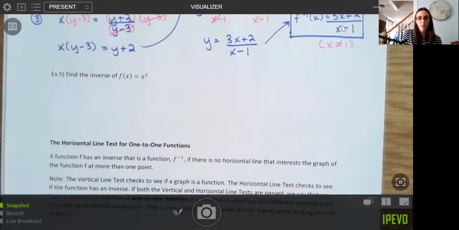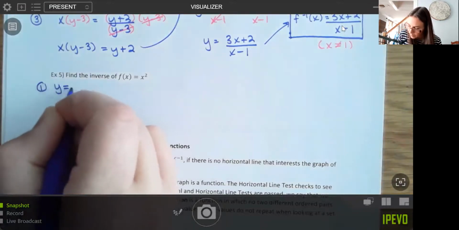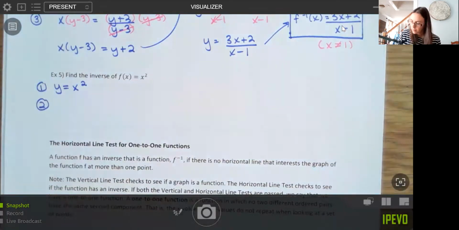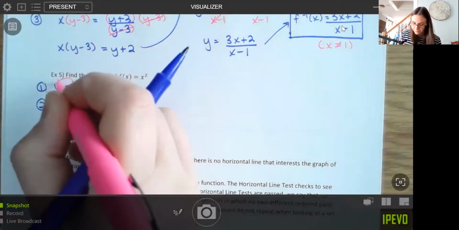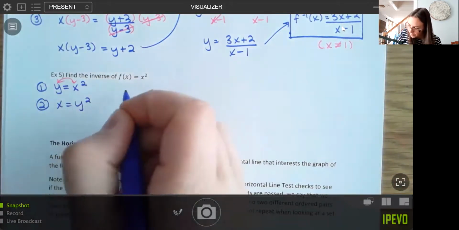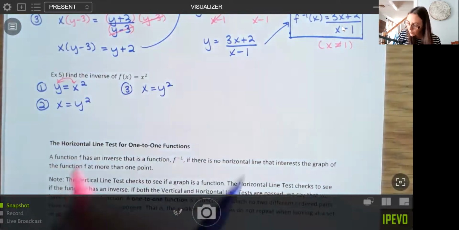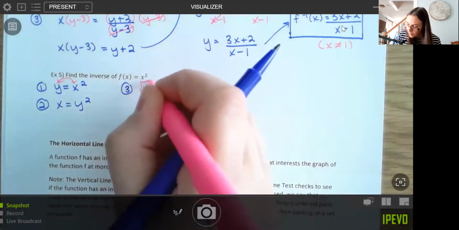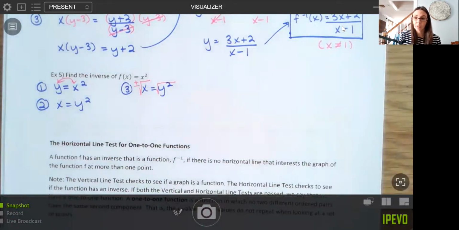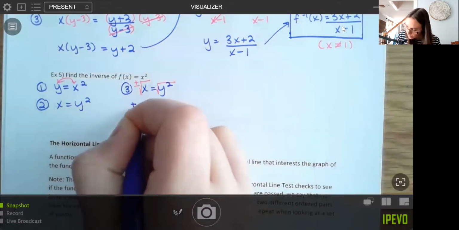All right, and we'll do one more. So I'm going to rewrite it as y equals x squared. And then I'm going to go ahead and swap those x and y's. So I have x equals y squared. And then our third step is to go ahead and solve. So remember, if you just have a y squared, we can use that square root property. But when you have squares or fourth roots or anything like that, you have to take plus or minus the square root. So you end up with y equals plus or minus root x.